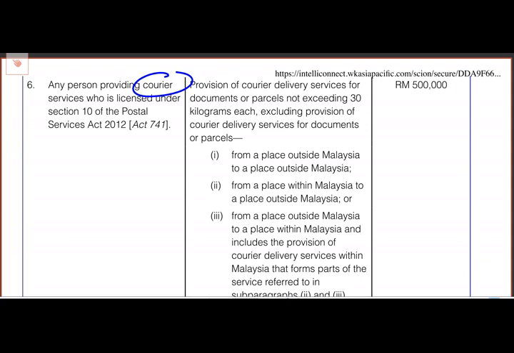So if you go and do Pos Laju, you realize that there's a 6% being imposed, but we exclude courier the moment when they involve outside the country. Anything from outside to outside, from inside to outside, from outside to inside. So the whole idea is you see outside. When there's outside, there will not be 6% anymore. Okay? So anything with outside, there will not be 6%.